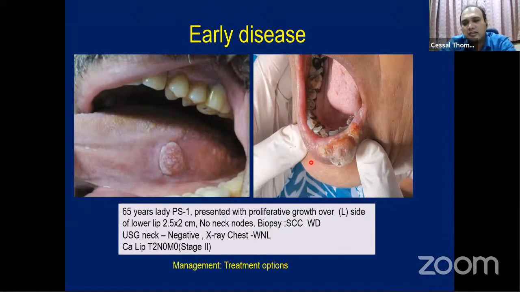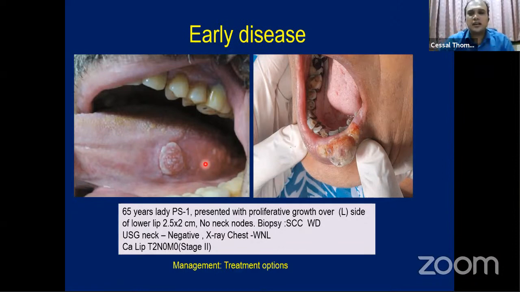So what is early disease? Early disease is stage 1 and stage 2. A T1N0 is considered stage 1 disease, and a T2N0 is stage 2, and the patient should not have lymph node involvement. If you have a 1B lymph node that is clinically relevant, you are dealing with stage 3 disease, and the prognosis is poor and survival comes down drastically. This is one of the important things.